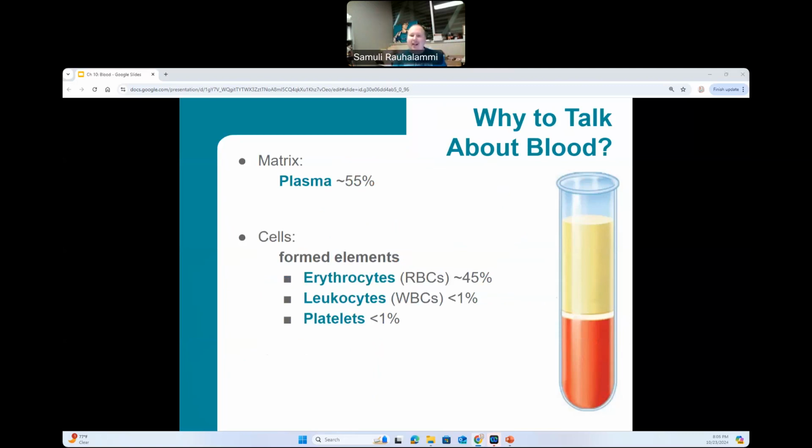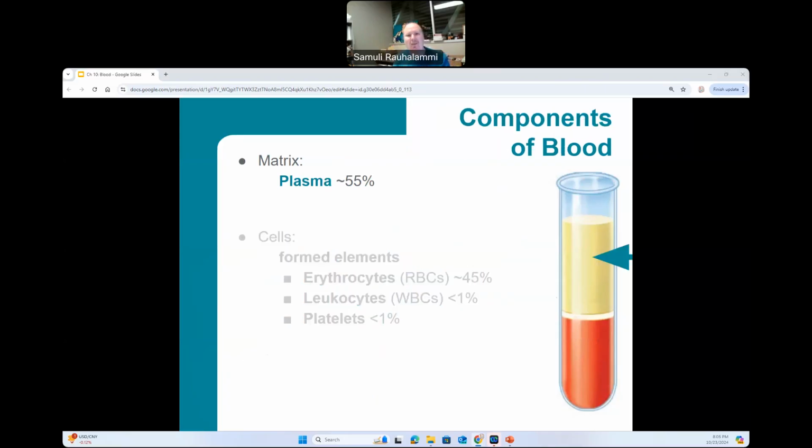Then the cells and cell fragments that we see suspended in plasma are known as our formed elements. And there are really three types. There are red blood cells, our erythrocytes, which represent about 45% of the blood volume. They're the heaviest element and build up at the bottom of the test tube. And then we have our white blood cells, our leukocytes, and our platelets. These build up in the middle as the buffy coat, and both of those represent less than 1% of the blood volume. So let's review each of these.